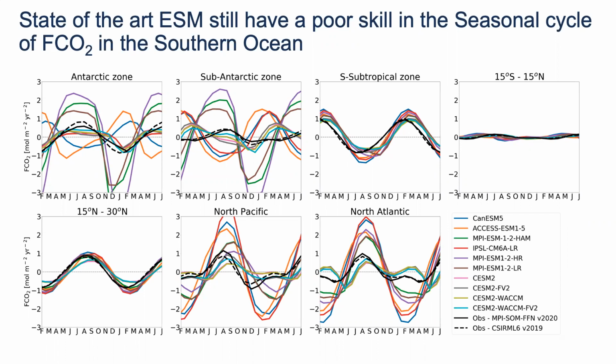To highlight this, I show a suite of 10 CMIP6 models, which you can say are state-of-the-art Earth system models, in different colors, and in black are the observed estimates. These are data products, our best estimates based on observations. The x-axis is essentially time, starting from February to July, and the last 18 months are repeated for visual purposes.